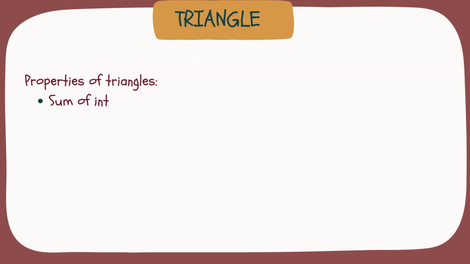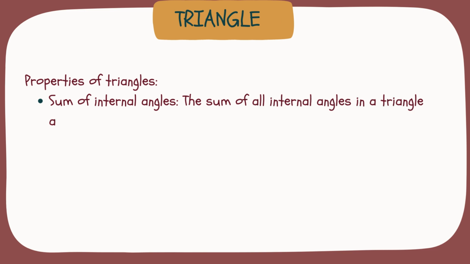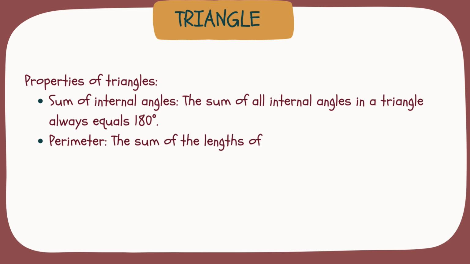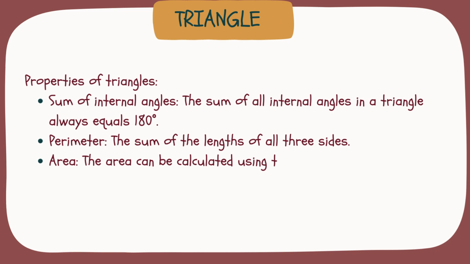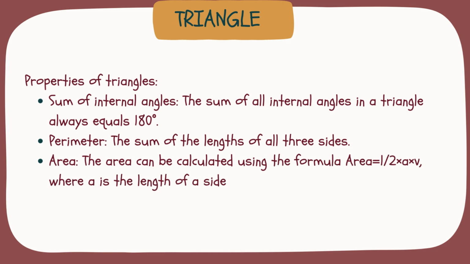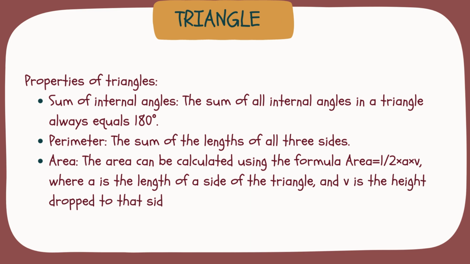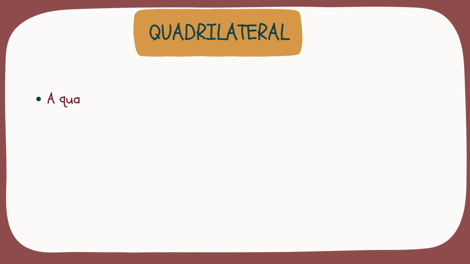Properties of triangles. Sum of internal angles. The sum of all internal angles in a triangle always equals 180 degrees. Perimeter. The sum of the lengths of all three sides. Area. The area can be calculated using the formula area equals 1/2 times A times V, where A is the length of a side of the triangle and V is the height dropped to that side.